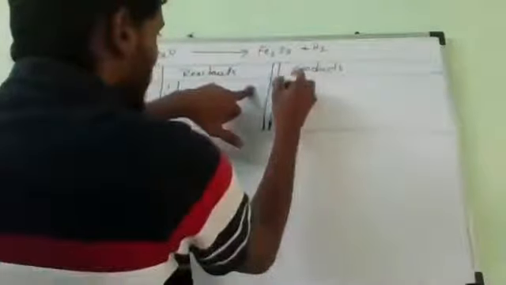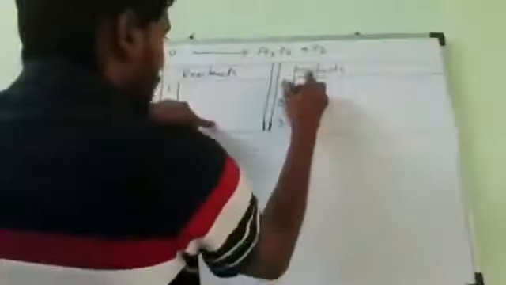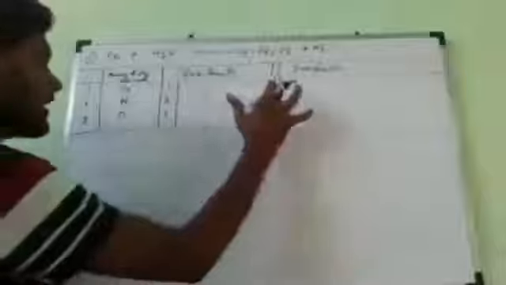Next, product side. How many irons are present? Two. How many oxygens are present? 3. And how many hydrogens are present? 2. So this is the first step which we have to do before going to balance the chemical equation. Here, if you observe, iron 1, hydrogen 2, oxygen 1. Here iron 2, hydrogen 2 and oxygen 3.